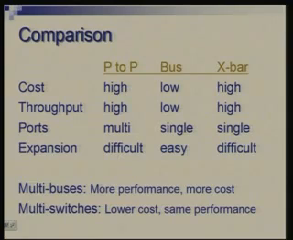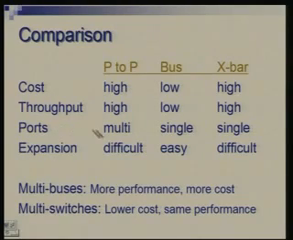So I am showing it here: point to point connection, bus and crossbar. In terms of cost, bus offers you a solution at a very low cost because it is just one set of wires, whereas the other two are much more expensive. The throughput is low in case of bus, whereas it is much higher in case of the other two solutions.